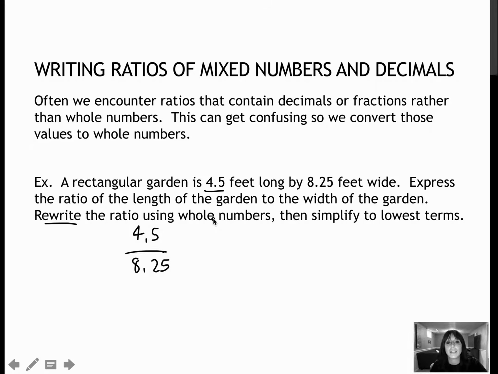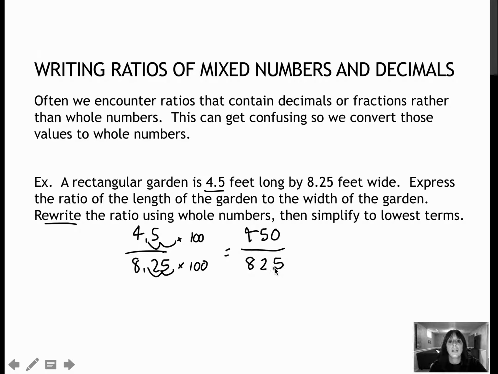The way that we do that is we're really going to multiply both the numerator and the denominator by a power of 10, which really just means we're going to move the decimal the same amount of places on top and on bottom. If I look at the first value, I have a tenths place, and in the second value, I have a tenths and a hundredths place, which means I would have to multiply both top and bottom, or numerator and denominator, by 100. Now, what does that do? That actually moves my decimal 2 places, which gives me 450, and moves my decimal 2 places, which gives me 825.